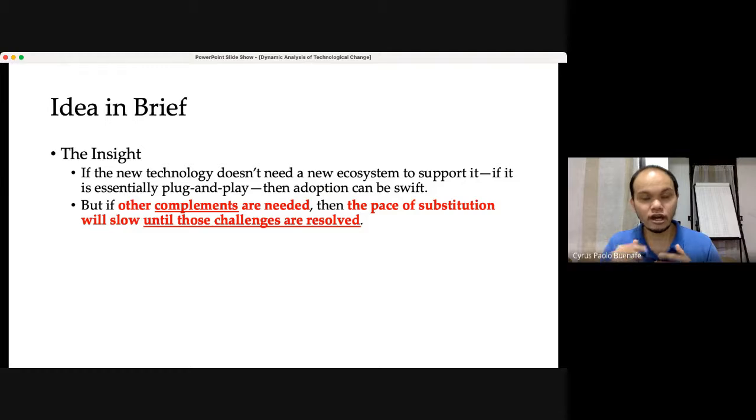Now, if other complements are needed, so there's a new technology, but you also need other products that would play in tandem with it, then the substitution would be slow, it would be delayed, and it will only happen once those challenges are resolved, meaning those complements are provided and easily accessible by everybody else. We start to see that the timing of the substitution for this new technology tends to be dragged along. It won't happen immediately.